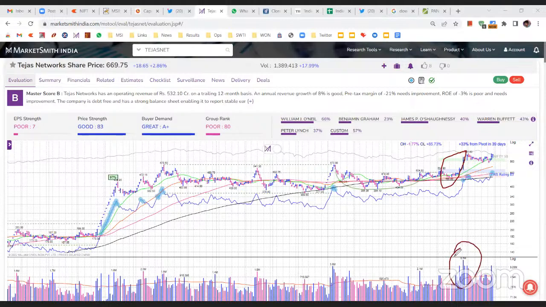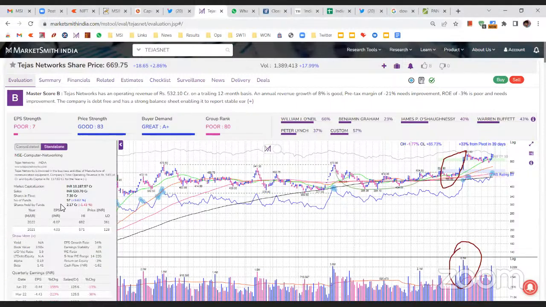Look at the volumes front as well. Huge volumes have come in. That indicates good institutions taking fresh positions. You can see the number of funds invested in the stock have increased nearly 10% in the last quarter.